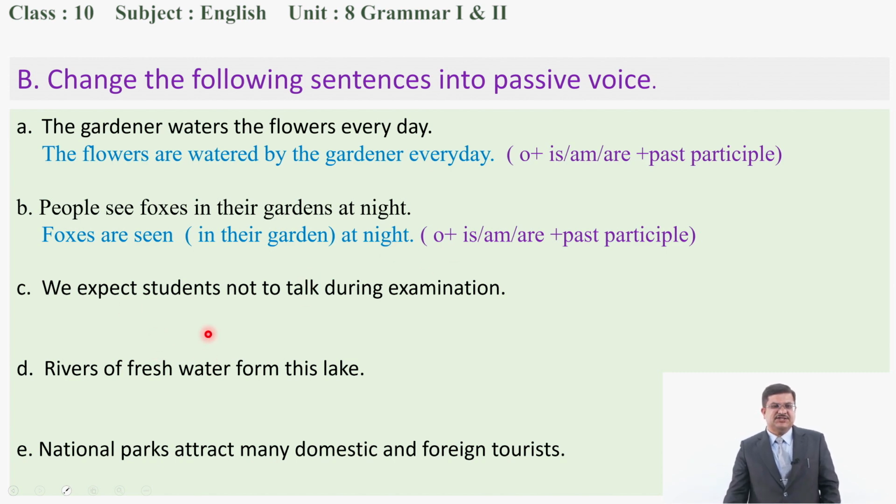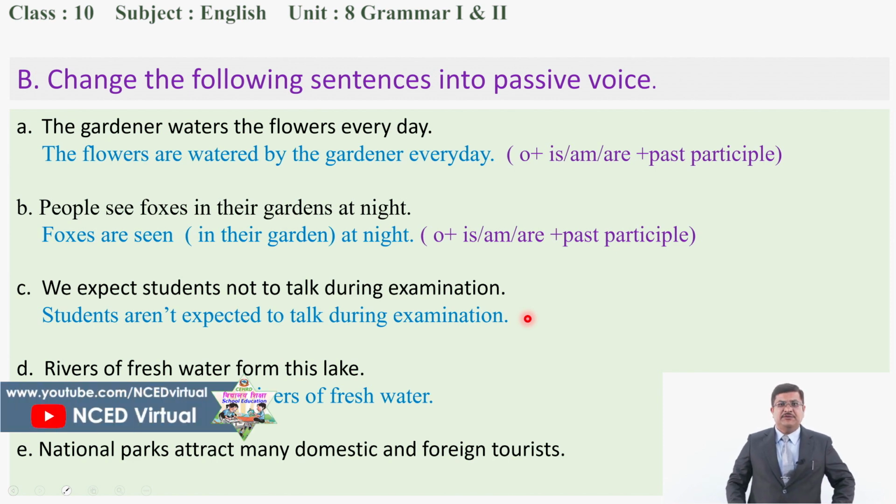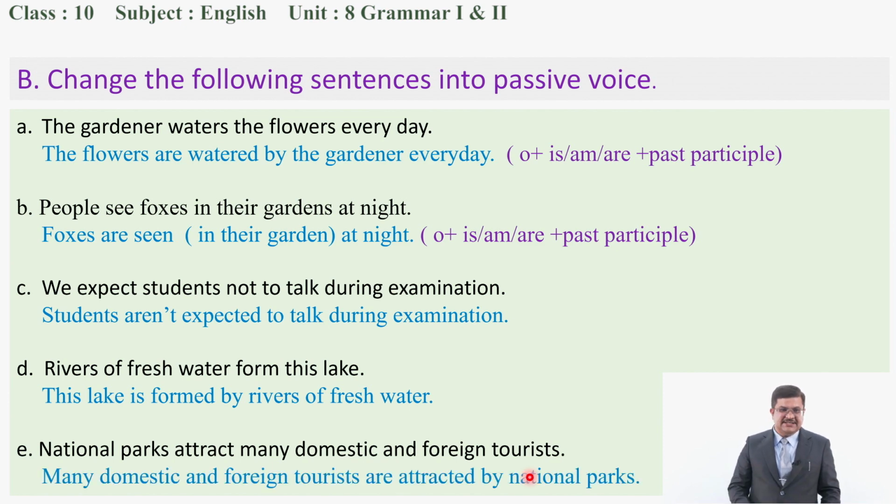We expect students not to talk during examination. Students are not expected to talk during examination. Rivers of fresh water form this lake. This lake is formed by rivers of fresh water. Very simple type of sentences. You don't have to be confused here. E. National parks attract many domestic and foreign tourists. The passive form of this sentence is many domestic and foreign tourists are attracted by national parks.